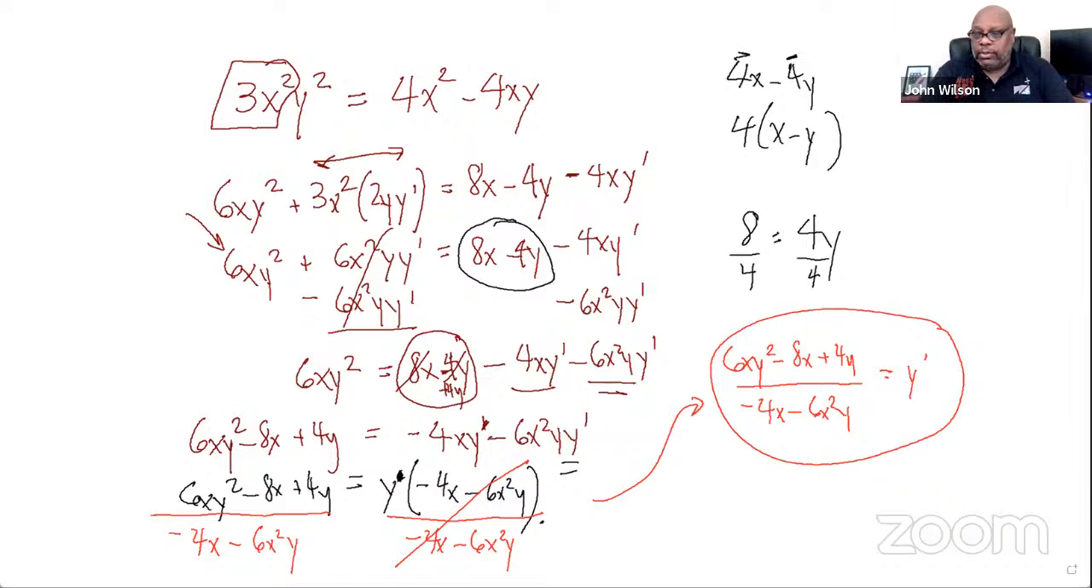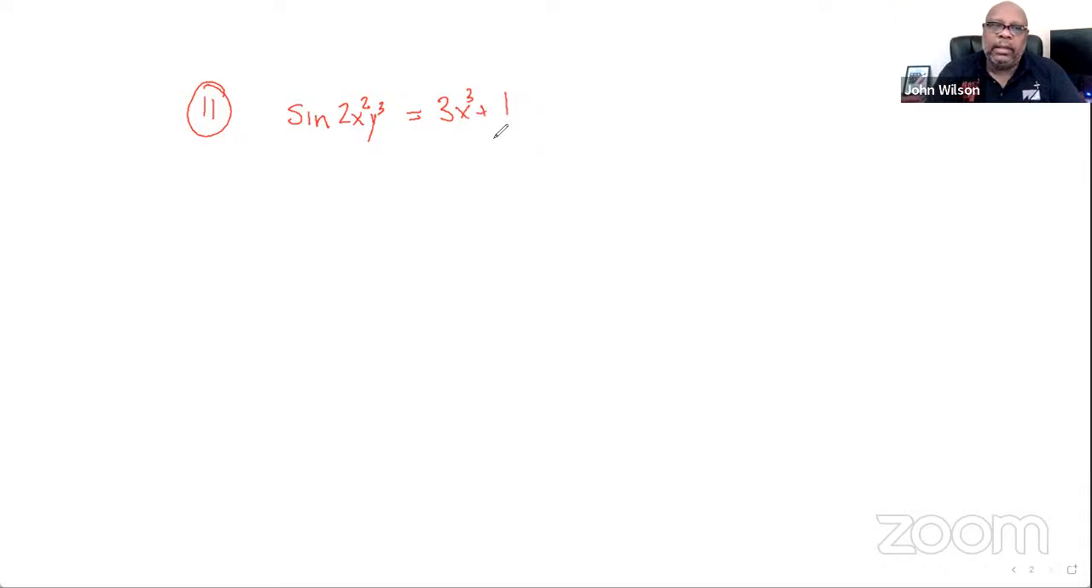Let me write the problem down. I'm just going to flip the page here in case you want to go back to that one. It looks like this. This is number 11, I believe. It's sine. And I always feel like they need the parenthesis here, but I won't put it on. 2x squared y cubed. So the sine of that is equal to 3x cubed plus 1.